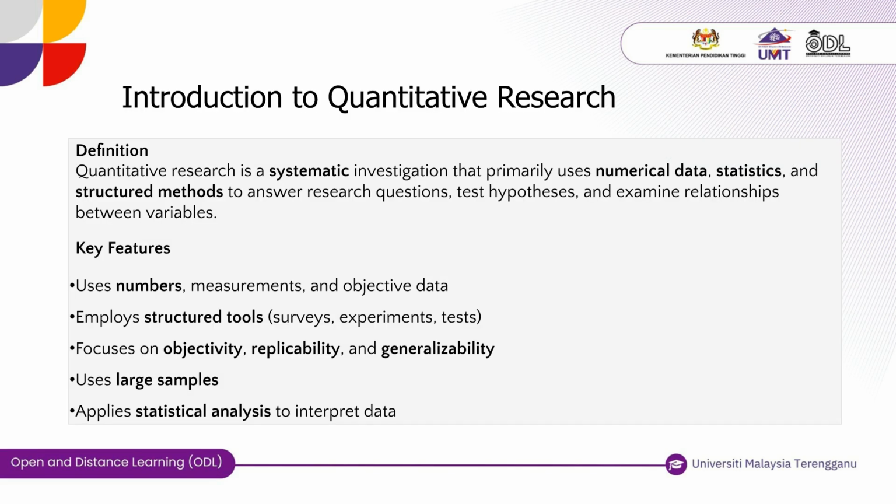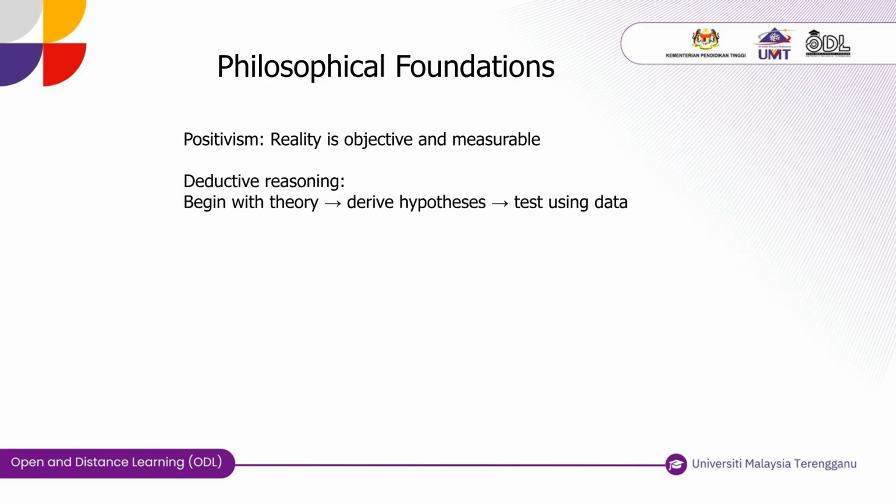Quantitative research is a systematic investigation that primarily uses numerical data and structured methods to test hypotheses and examine relationships. Key features include using numbers, structured tools like surveys, focusing on objectivity and generalizability, and applying statistical analysis to interpret large samples. The philosophical foundations of quantitative research are rooted in positivism, which holds that reality is objective and measurable.